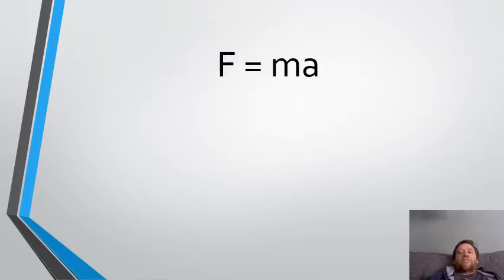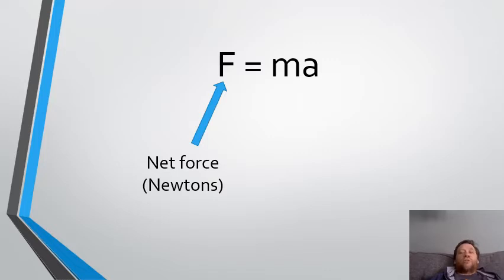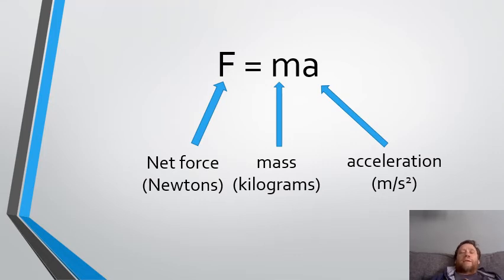So there's the equation, F equals ma. The F obviously is the net force, in units of newtons. The m is the mass, measured in kilograms. So if you're given a number in grams, you have to convert it to kilograms in order to solve. And the acceleration is in meters per second squared.